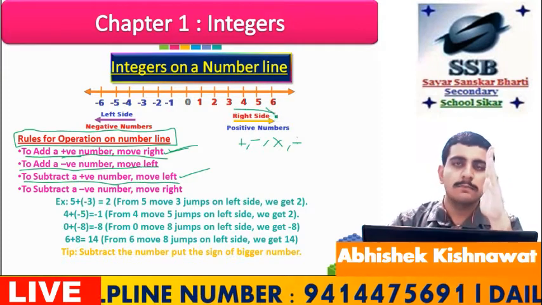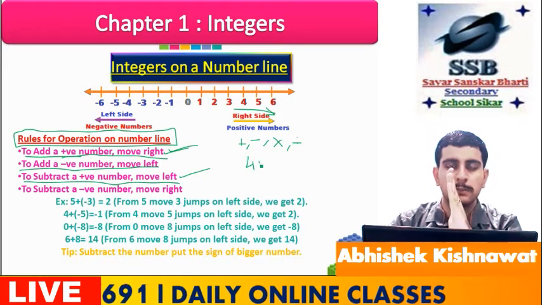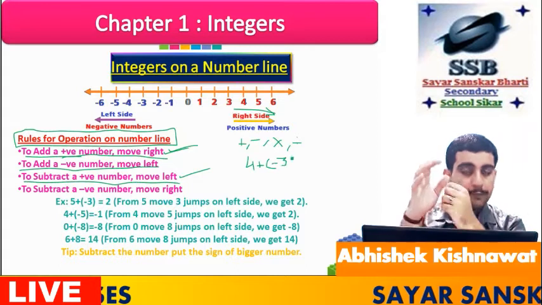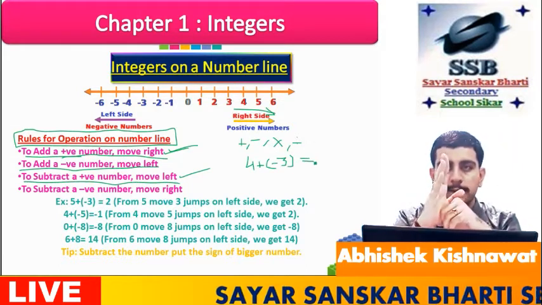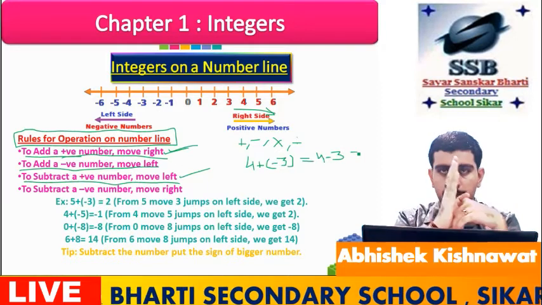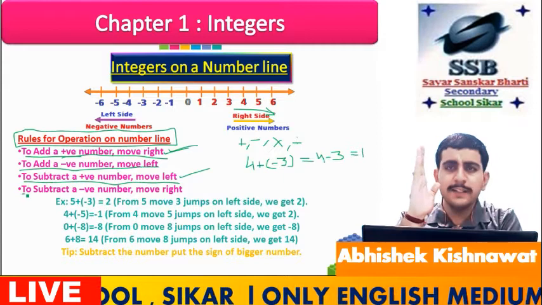For example, 4 plus 3 is equal to 7, so we move to the right hand side. On the other hand, if we want to add 4 plus minus 3, then we move to the left hand side. So 4 plus minus 3 means plus minus becomes minus. So 4 minus 3 is equal to 1. I think you all get the point.